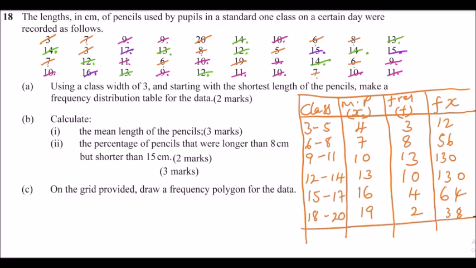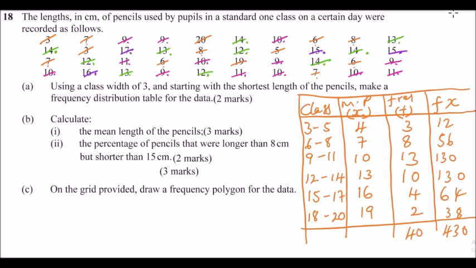So we put a line there. You are going to add this. You will use your calculator to get the sum of fx. And when you add up this, you get 430. The frequency you add, you get 40. So that is the frequency distribution table, which you get 2 marks.